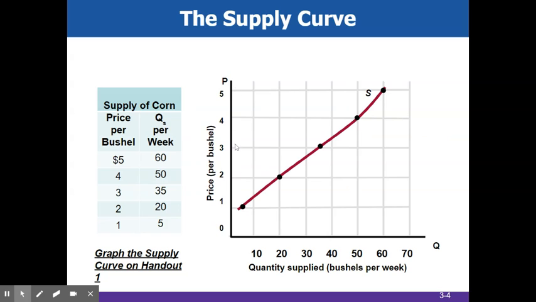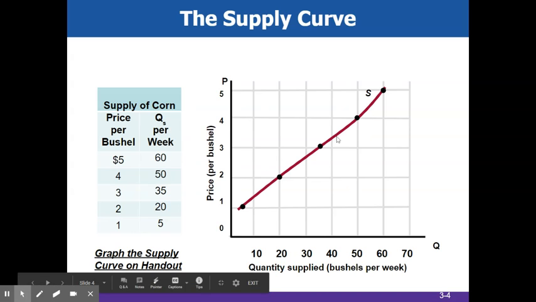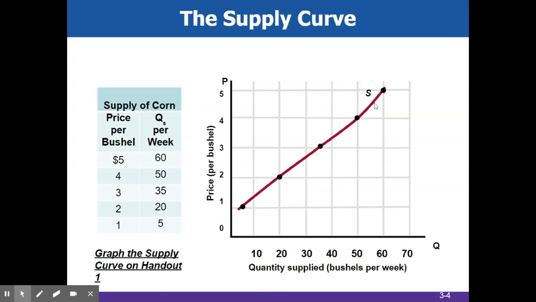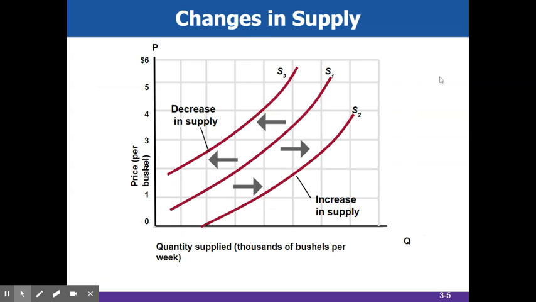Notice you've got that y-axis. It's labeled P for price. The x-axis is labeled Q for quantity, and then your upward sloping supply curve that indicates that direct relationship. So at $5, you had 60 bushels per week. At $1, you only have 5 bushels per week. So what we're saying here is that you've got this direct relationship between price and quantity.